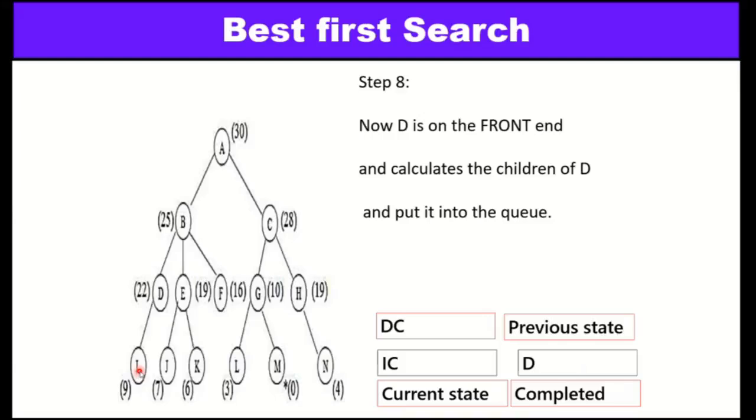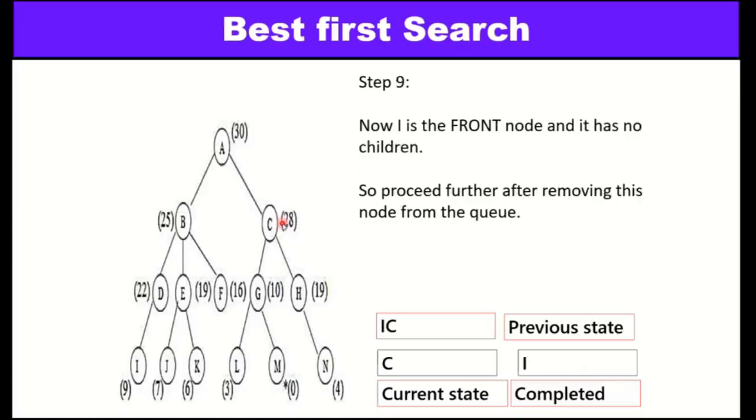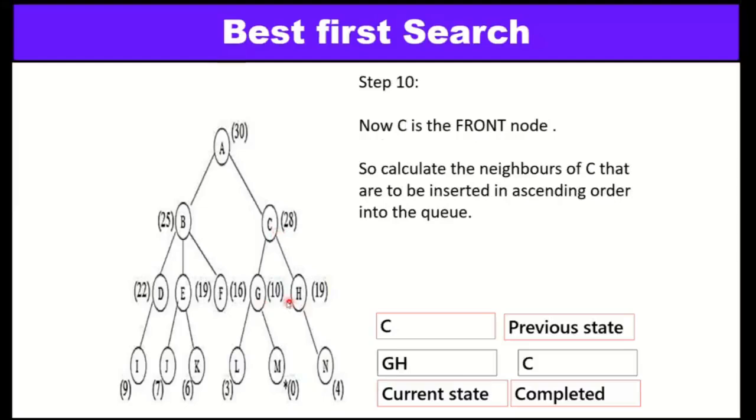So D has one child, I 9. Now what is remaining? C is 28 and I is 9. So 9 and 28, so I, C. In the next iteration, I should go out and we have to stand at C. Now at C, we have two children, G and H. 10 first and then 19. So we have G and H.